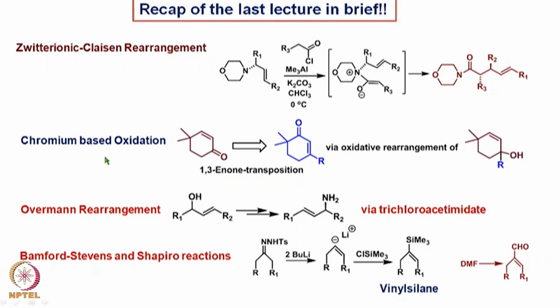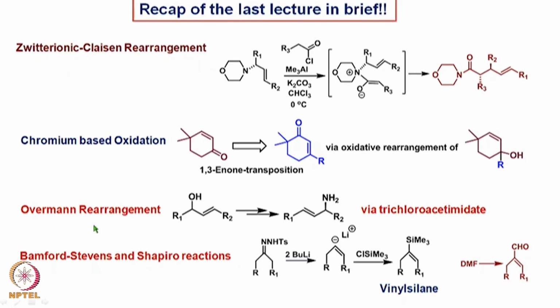Likewise, we also looked at the chromium-based oxidation, particularly in the enone transposition of this type to this type, by introducing an R group here and carrying out the oxidative rearrangement of this kind of tertiary allylic alcohol. This rearrangement was reminiscent of the Claisen rearrangement, and therefore we had a nice way of converting one enone to the other enone by introducing another substituent at the position where the ketone was present.